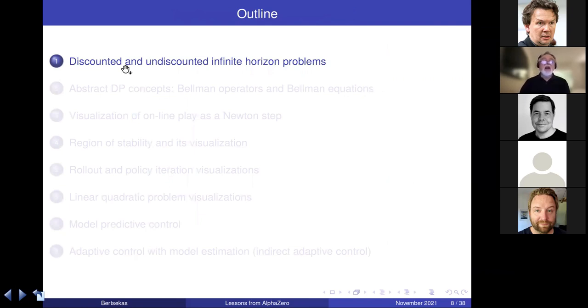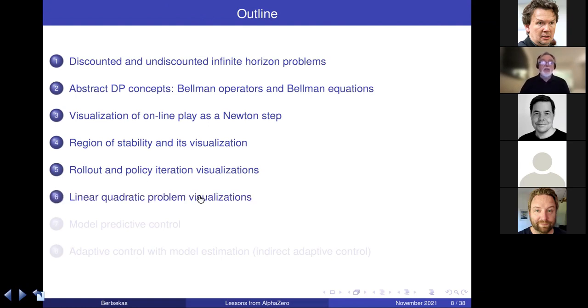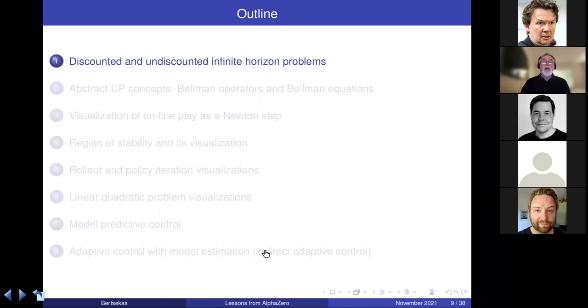So let me give you an outline. First, I'm going to talk about discounted and undiscounted infinite horizon problems to provide some context. Then I'm going to talk about abstract dynamic programming, abstract Bellman operators. Then I'm going to show by visualization how online play can be viewed as a Newton step. Then discuss stability issues, the region of stability and how you can visualize it. Visualization of rollout, truncated rollout and policy iteration. Then I'm going to talk about a familiar problem, the classical linear quadratic problem, where the visualizations are in terms of Riccati equation operators, as opposed to Bellman operators. Then I'm going to discuss application model predictive control and the connections there, and then also adaptive control, indirect adaptive control with model estimation.